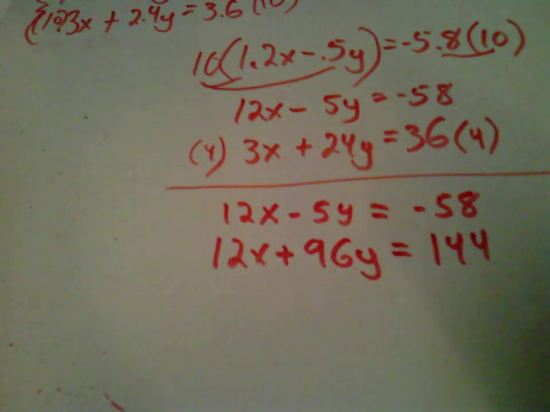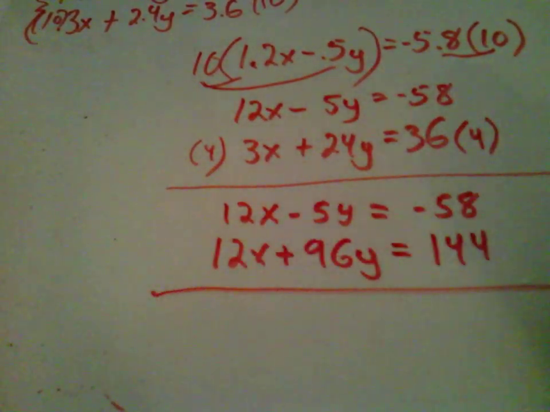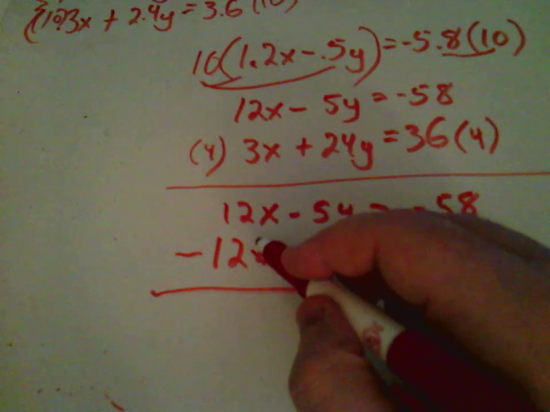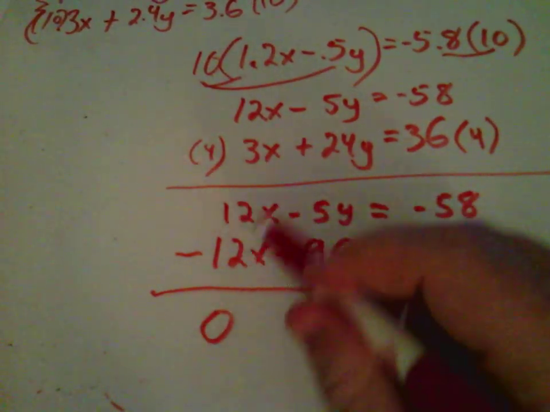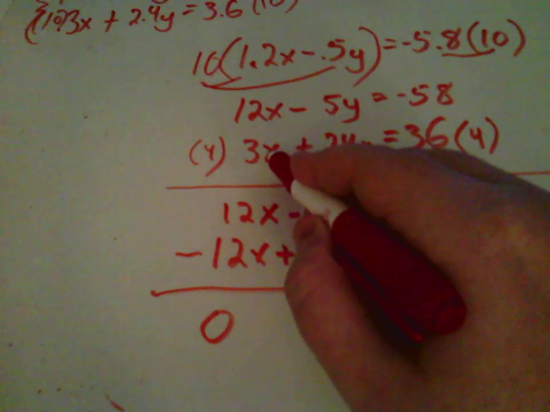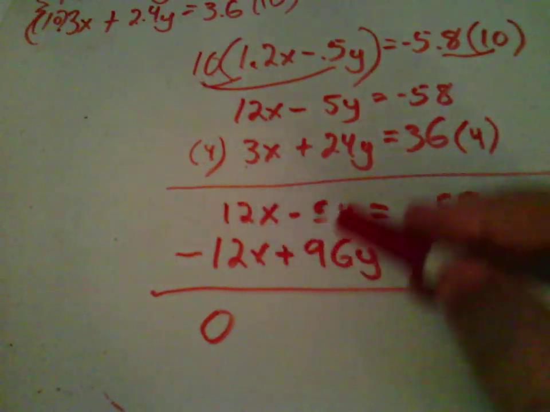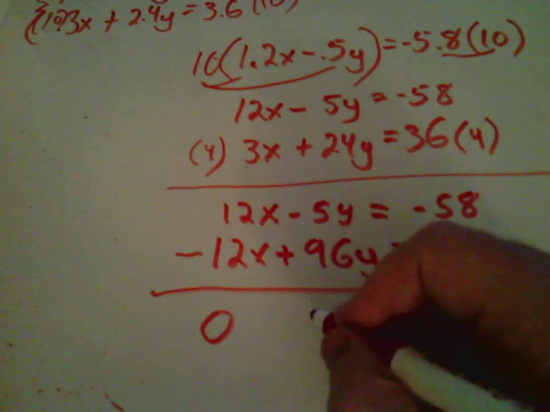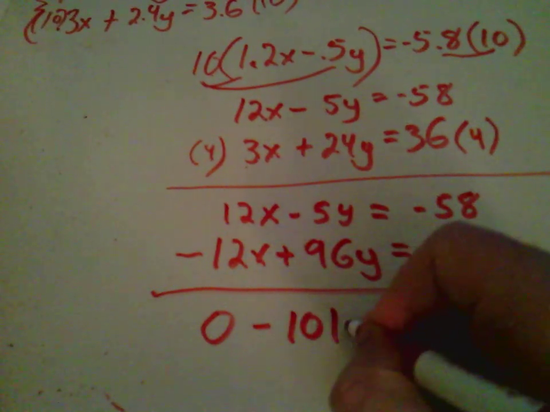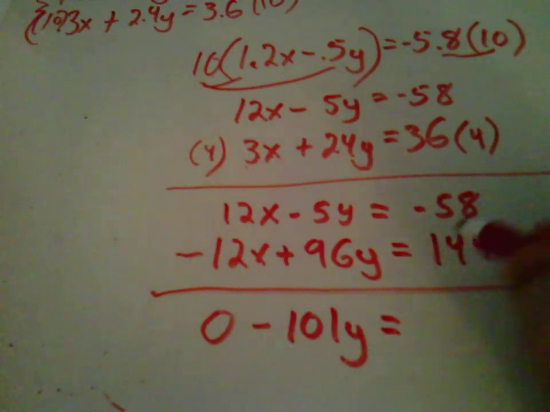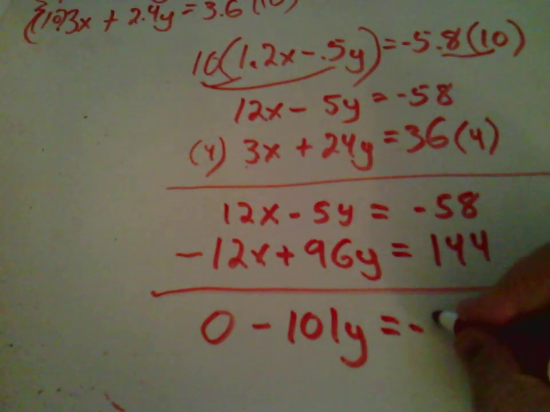Now, like I said, we can add and subtract iterations of the top one from the bottom one, or vice versa. Doesn't matter. If we do this, we end up with an answer. So let's subtract these. 12x minus 12x is 0, and that's what we want. That's why I multiplied by 4 up here. I wanted to transform this 3x into a 12x, so that when I subtracted, I got a 0 here. Next, negative 5 minus 96. That's negative 101y. And negative 58 minus 144, well, that's negative 202.